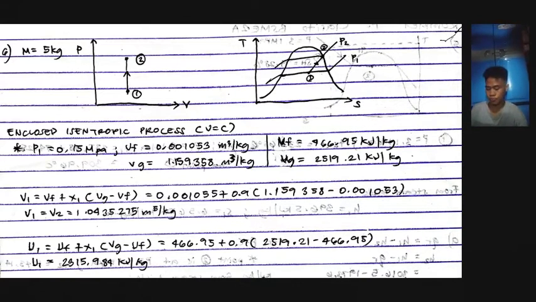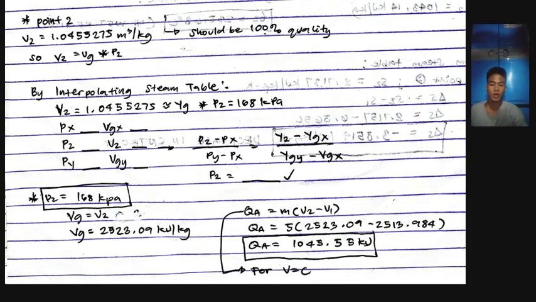So another formula, U1 equals Uf plus X1 open parenthesis Ug minus Uf. So equals 466.95 plus 0.9 open parenthesis 2519.21 minus 466.95. And by calculating it, our U1 equals 2315.984 kilojoule per kilogram. So okay, let's proceed for our point 2.